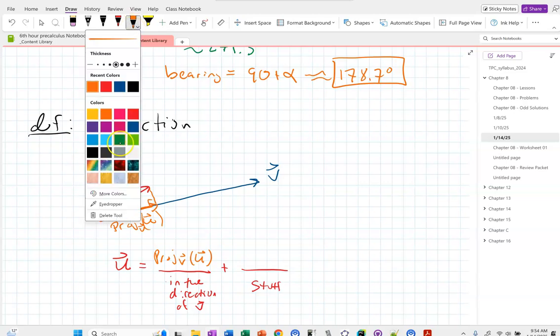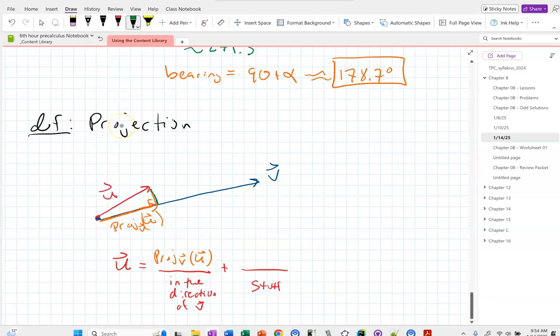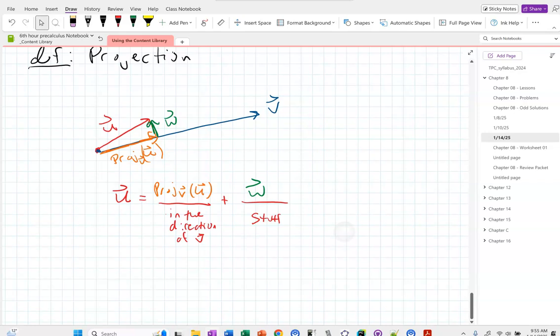And this other vector I just called w, just from the alphabet. All right, because w, u, and v all go in a row. Is everybody okay with that?